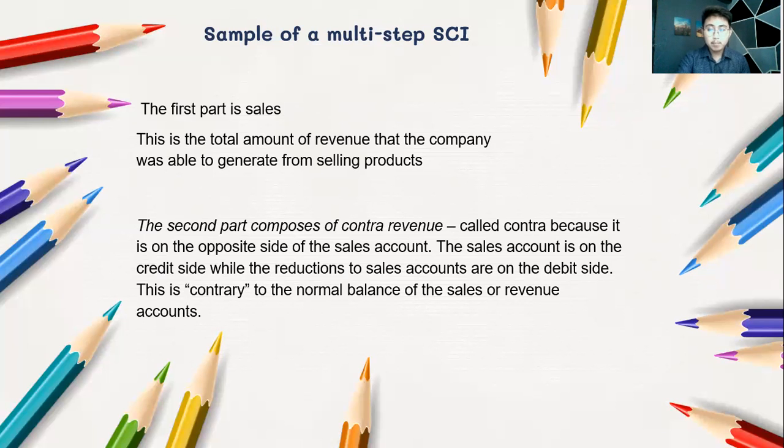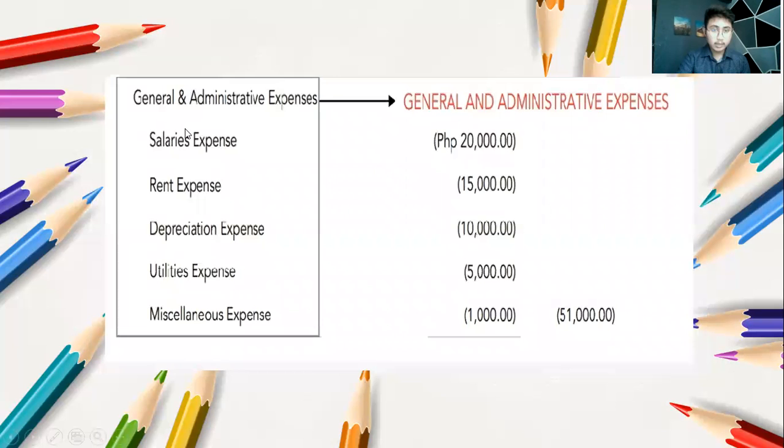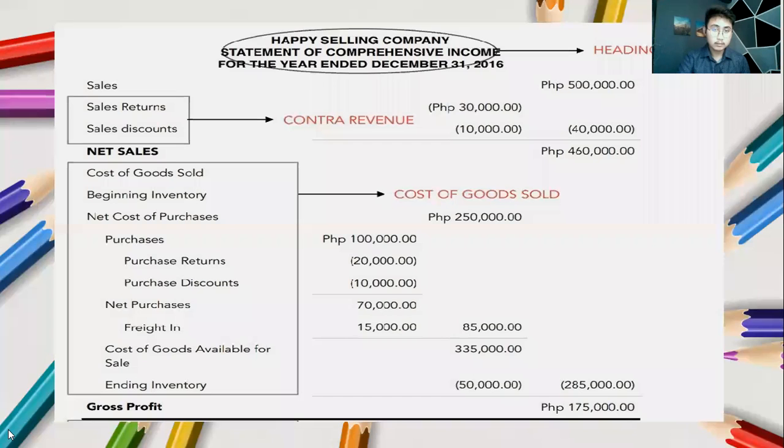So example po natin dito is sales discount. Ano pa nga yan? We have also the sales return and we have also the sales discount. Yan po yung tinatawag na contra revenue natin.